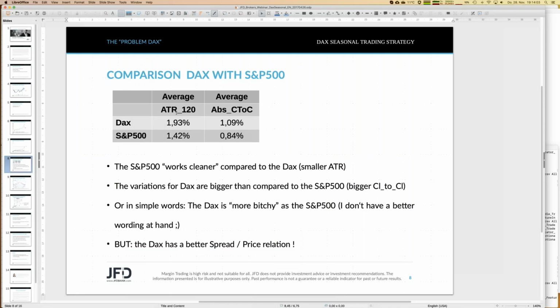So we have the average true range, and what I did, by the way, was for 120 days. So on average for DAX, it's close to 2%. And the absolute change is 1%. S&P 500 average true range 1.4 and close to close in average over the complete history here is 0.8. So that means the S&P 500, I would say, works cleaner compared to the DAX. It's not wiggling around as much, that you can see because of the smaller average ATR.